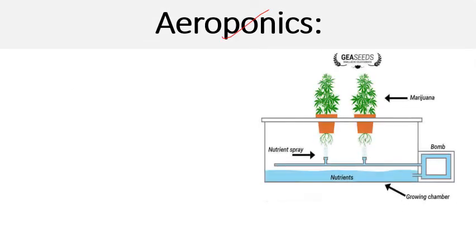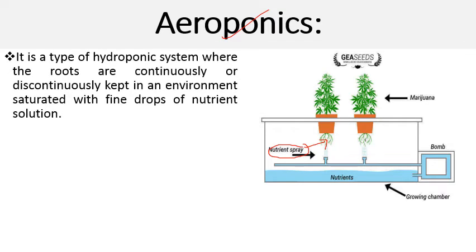Next comes aeroponics. In this technique of growing plants, we use the mist or fine spray of water droplets which contain the dissolved nutrients. So nutrients की spray की जाती है, जो roots होती हैं they are suspended in the air और वो roots इसको absorb करती हैं. So that's why this is known as aeroponic. So it is a type of hydroponic system where the roots are continuously or discontinuously kept in an environment saturated with fine drops of nutrients.